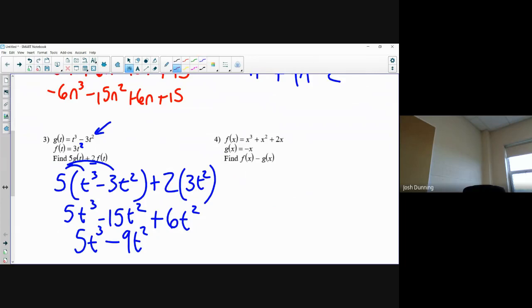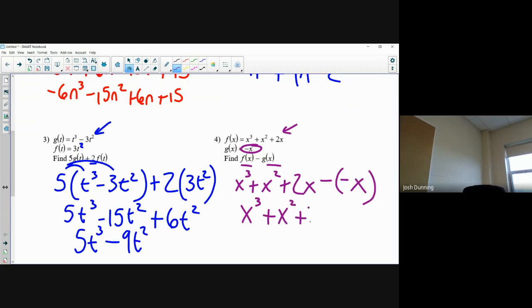Number 4, same idea. f minus g. So f, it says, is x cubed plus x squared plus 2x minus g. Well, minus, but g has a minus. So a minus and a negative switches that to plus. Combine the like terms. Well, they're just the 2 x's at the end. 2x plus another x is 3x.